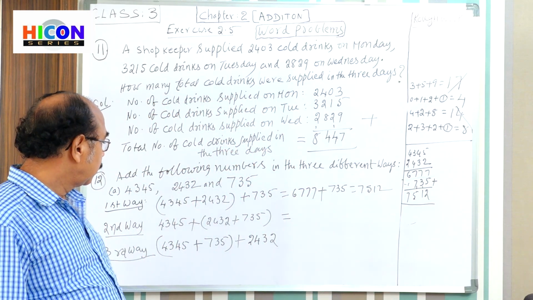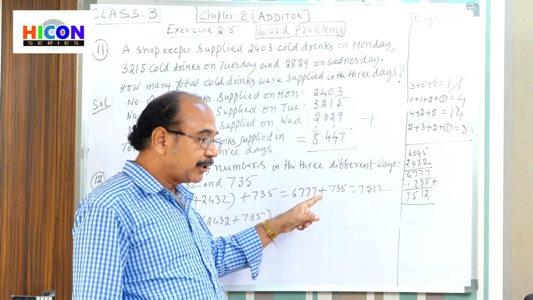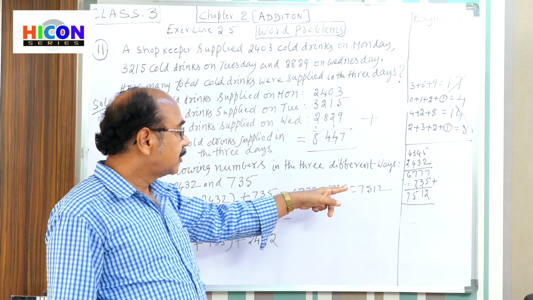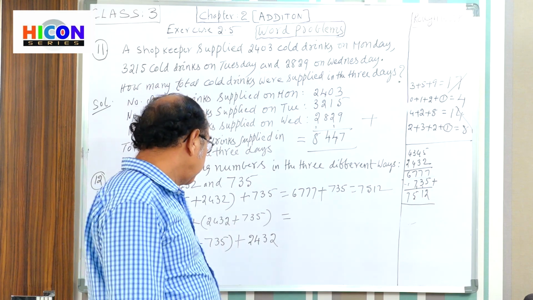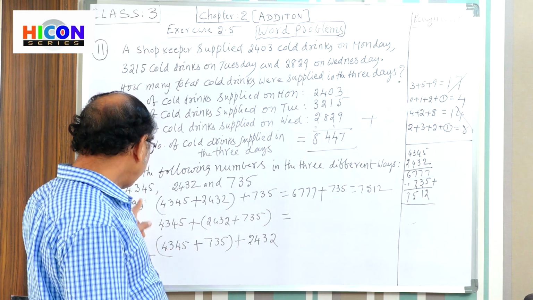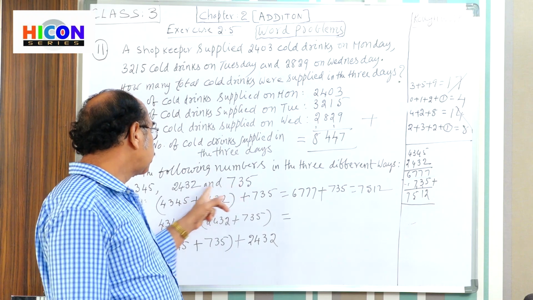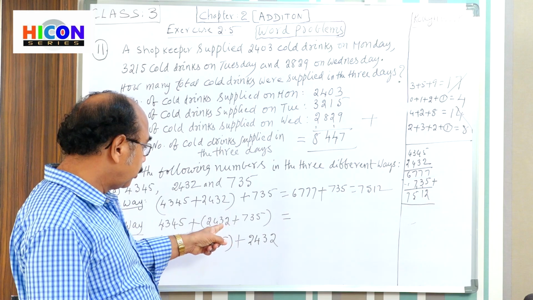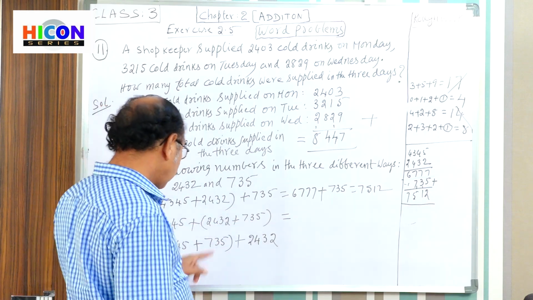Okay, students. Two numbers were added. We got 6,777. To this we add the third number. After adding, 7,512 we got. Now come to the second way. In the second way, to the first number, we are going to add the last two numbers. That means the two numbers are taken as a group. That's why add the two numbers first.